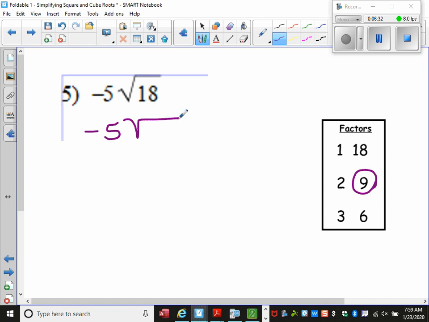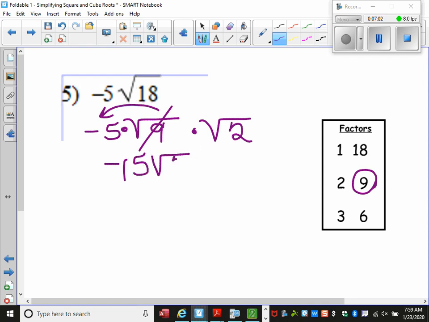That means there's an invisible multiplication symbol here. So I'm going to say 9 and 2. You have to break down that radicand to rad 9 times rad 2. Now when I take the square root of 9 out, which is 3, I'm going to multiply it by the number that's already on the outside. So what is -5 times 3? -15 rad 2. That will be your final answer for that.